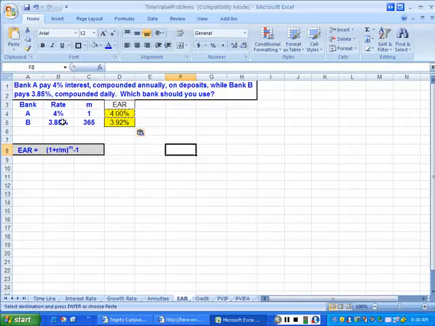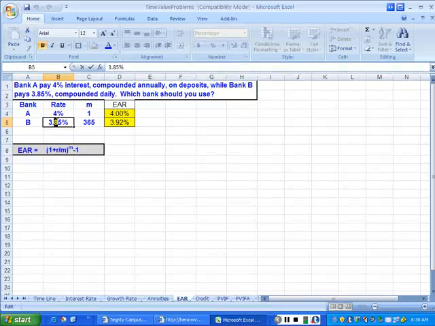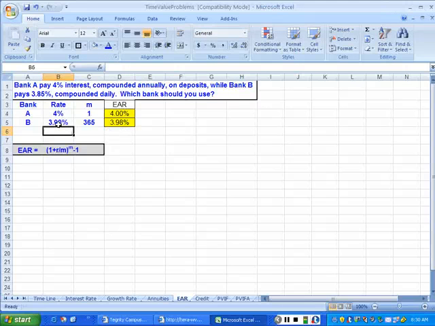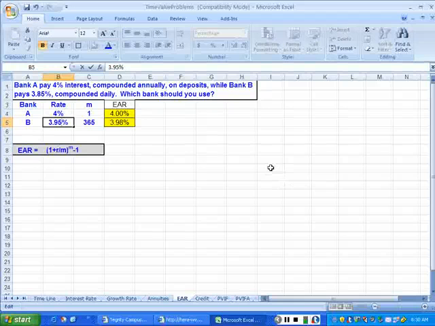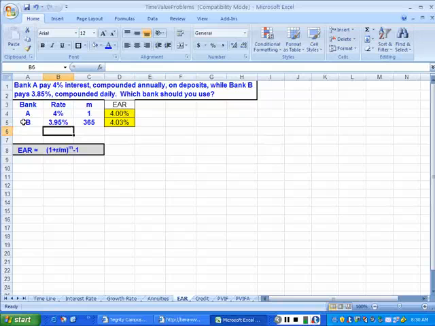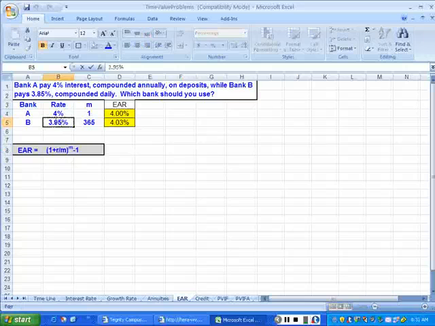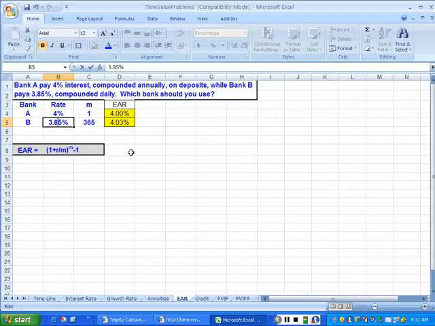But suppose this had been a little bit higher. Suppose it had been 3.9%. Now they're getting closer and closer together. Or suppose it had been 3.95%. In a situation like that, Bank B would have offered a better alternative. But the equivalent annual rate gives you a way to be able to go ahead and make that type of comparison.